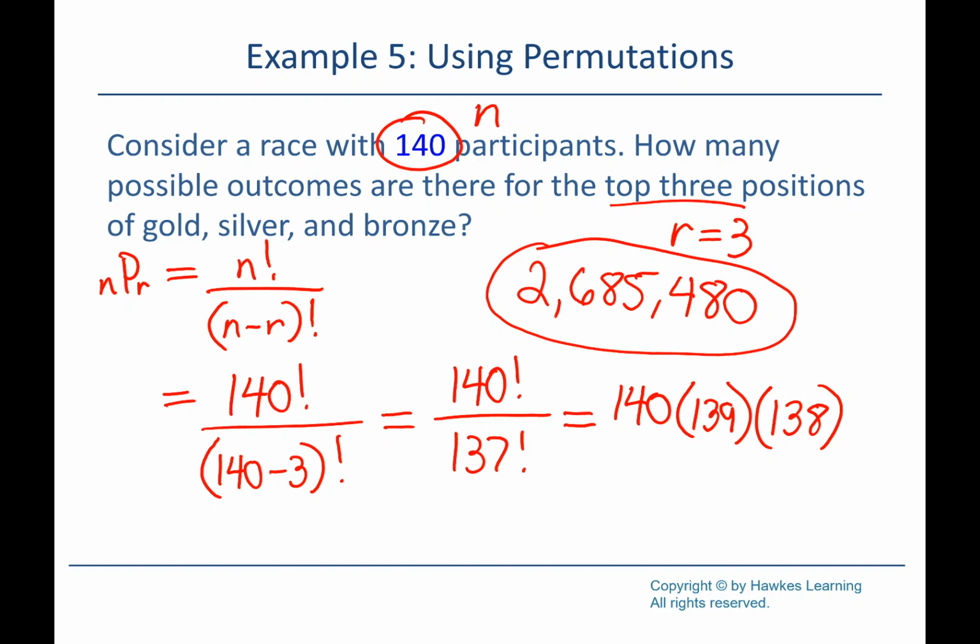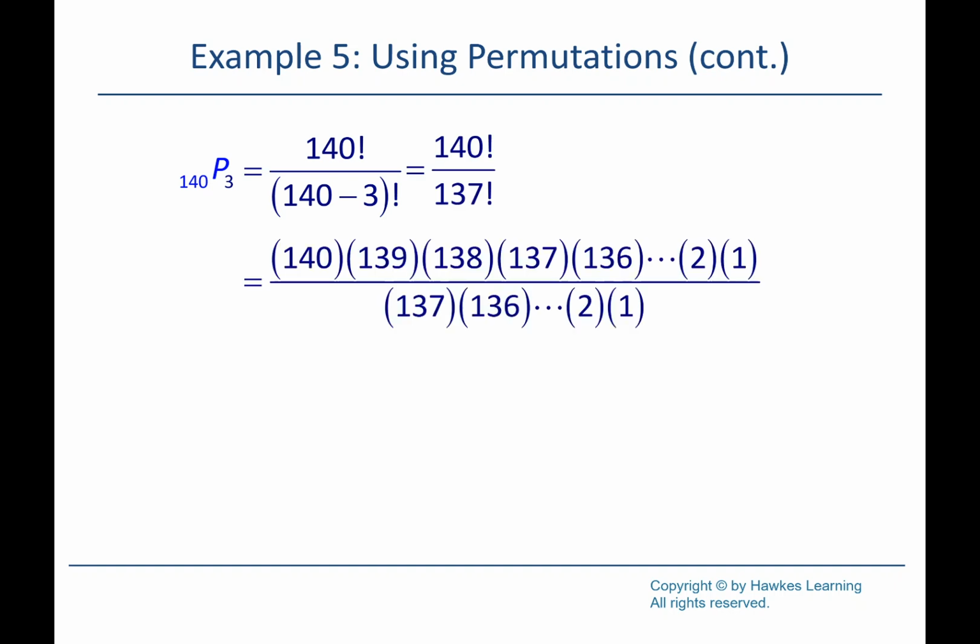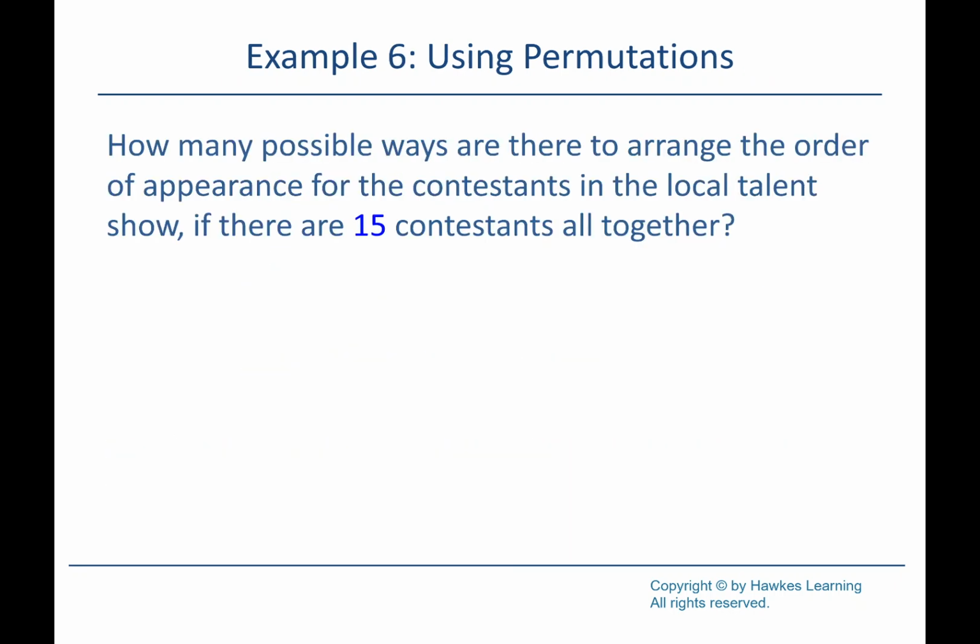Okay, let's do one more. And this one will be helpful for the assignment for sure. Okay, this last one. You can just do it with the fundamental counting principle, but you can do it with permutations also. So this one says, how many possible ways are there to arrange the order of appearance for the contestants in the local talent show if there are 15 contestants altogether? So here, order does matter. Going first is not the same as going last.